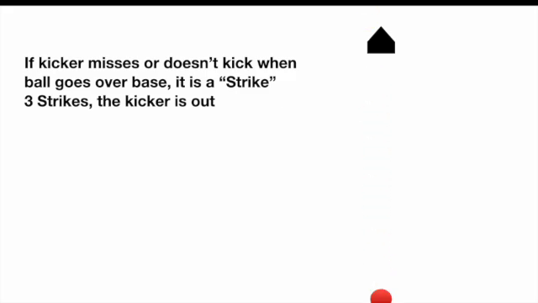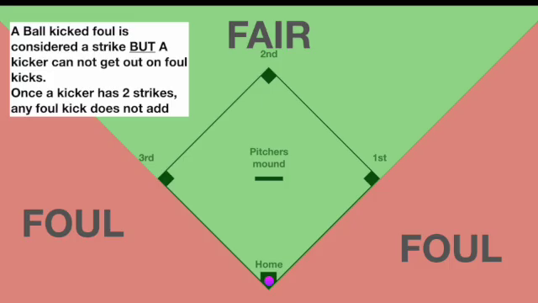If they roll the ball and it touches the base, goes over the middle of the base, or is off to the side, but still going over the base, that is called a strike. 3 strikes, and the kicker is out.